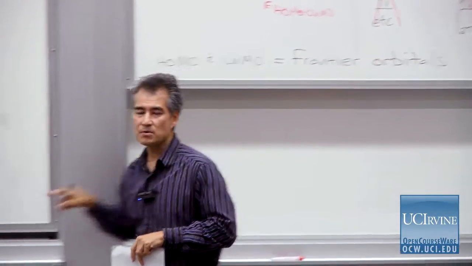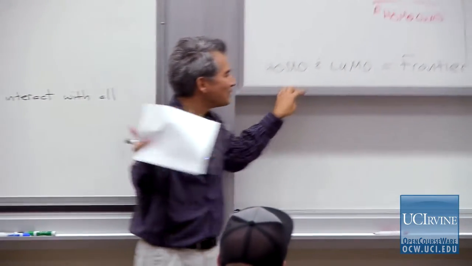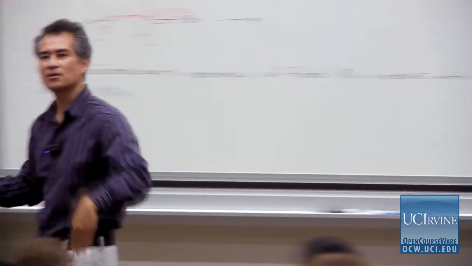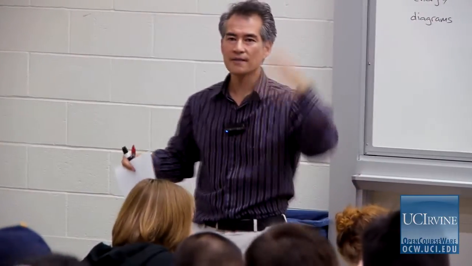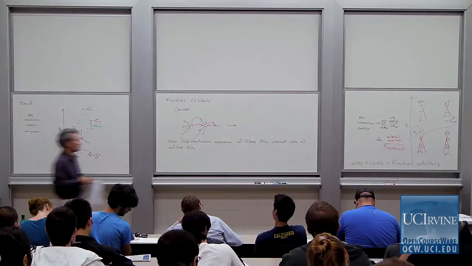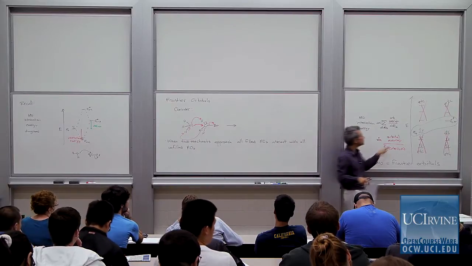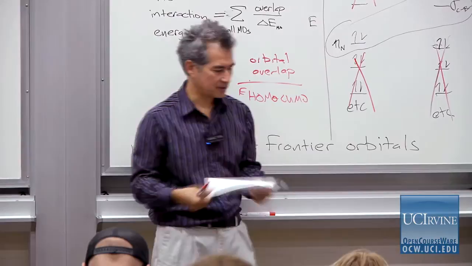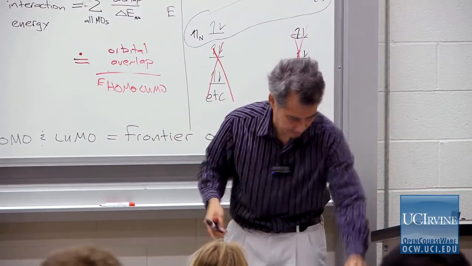So I'm going to stop using the term HOMO and LUMO for the rest of the quarter. I may throw it in every once in a while. From now on, I'm going to refer to those as the frontier orbitals, the energy frontiers, the lowest energy empty orbital, the highest energy filled orbitals. We're going to refer to as frontier orbitals. And so we're going to spend the rest of our time using arrow pushing to indicate these interactions that matter most. Very powerful stuff, even though it seems very simple.